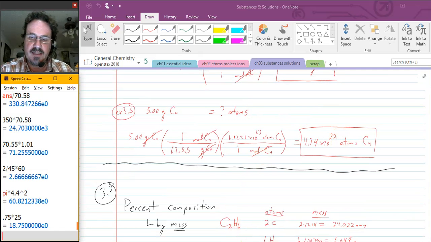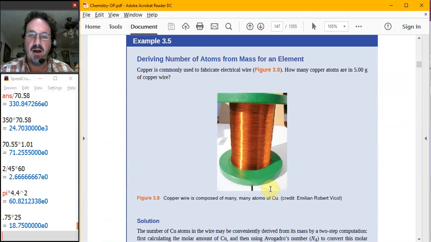All right, one last kind of important example here. The next one, 3.5, shows some copper wire. How many copper atoms are in 5.00 grams of that copper wire? So they're asking not for moles, but actual atoms. It's the difference of saying how many dozen donuts or just how many donuts. I could say there's 3 dozen donuts, the answer is 3. Or I could say there's 36 donuts, and 36 would be the answer there. Here, they're not asking for moles. They're asking for how many atoms themselves.